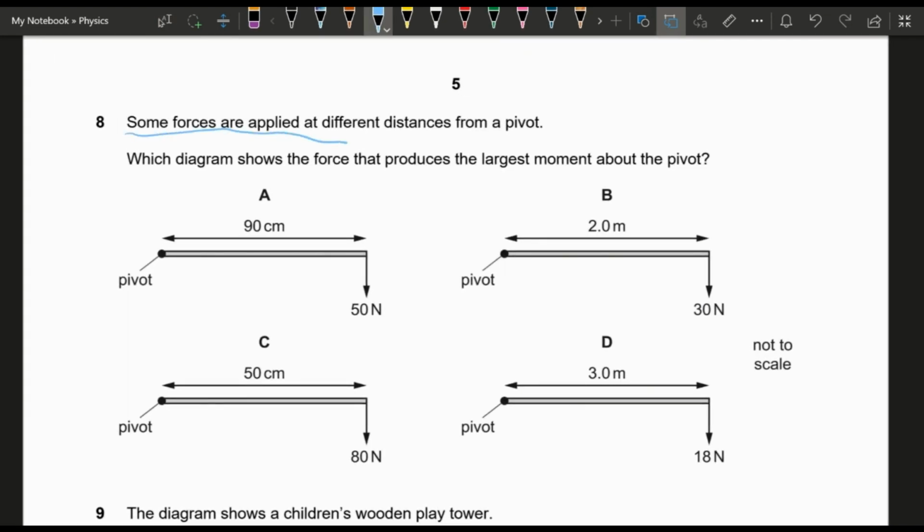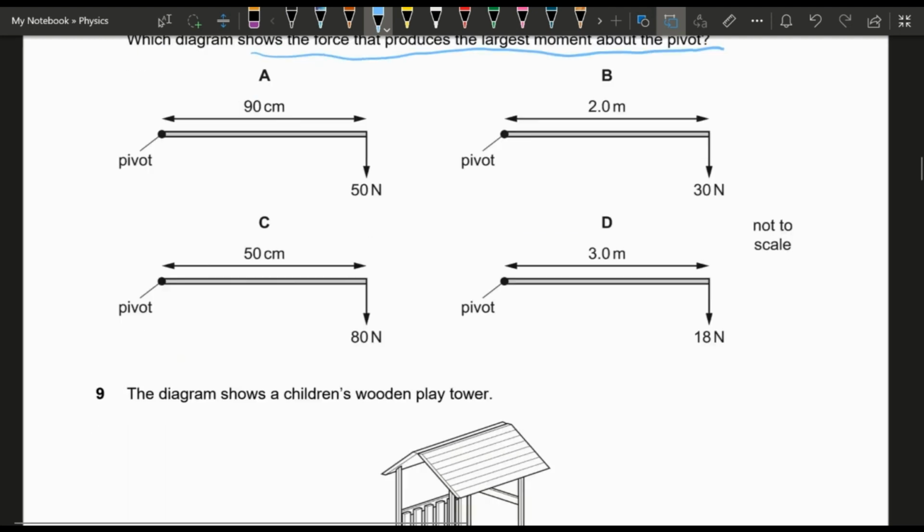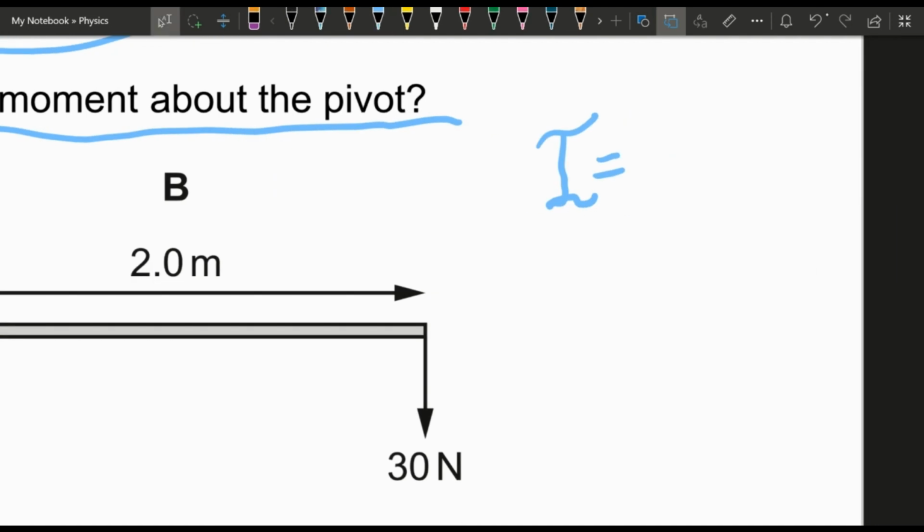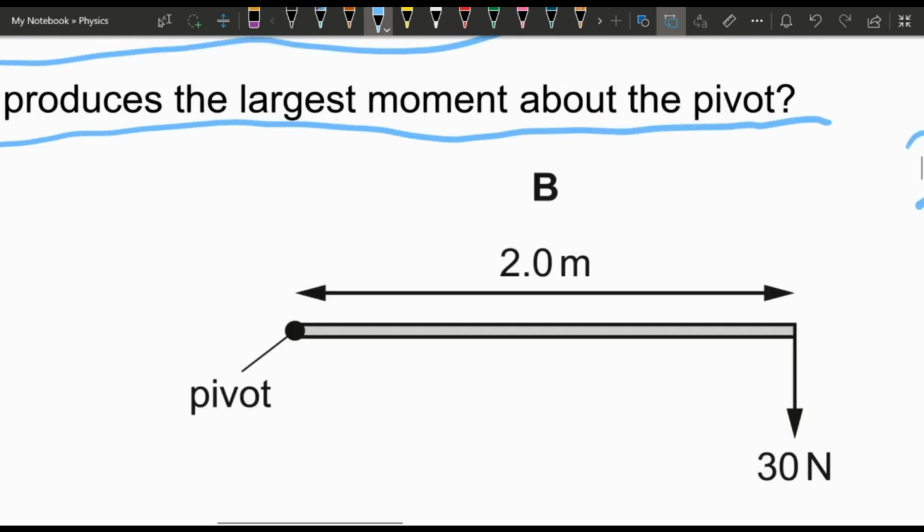Okay, now question number 8. Some forces are applied at different distances from the pivot. Which diagram shows the force that produces the largest moment about the pivot? So first of all, let's look at what the formula of moment is. Moment is represented by a stylish P, right? Torque or moment is the same thing. So torque or moment is force times perpendicular distance. This distance is always from the pivot, and it is always perpendicular, and it is always in meters, right?